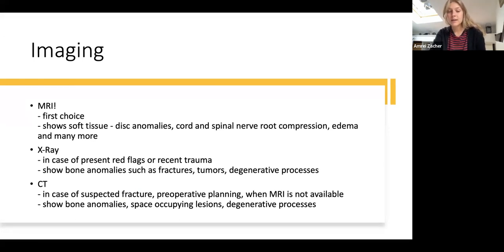X-rays would be indicated in case you have a present red flag or a recent trauma or, for example, you suspect a fracture, because it shows bone anomalies such as fractures, but also tumors or degenerative processes. A CT is indicated in case of a also suspected fracture. It can be used for pre-operative planning or when an MRI is not available. It shows you bone anomalies, also space-occupying lesions and degenerative processes.